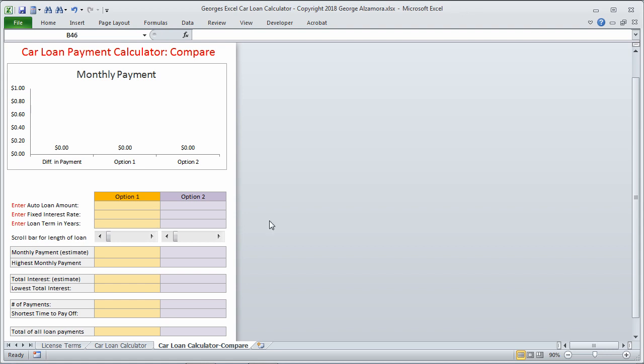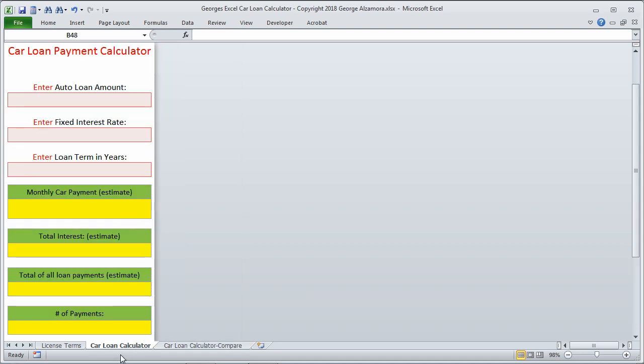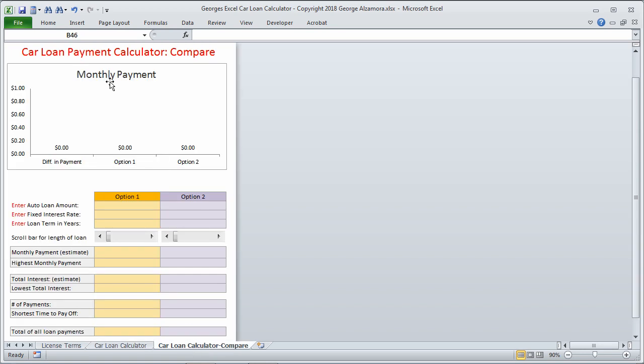So there are two main worksheets in the program. There's the car loan calculator, which allows you to just set up an example of a single loan. And then there's also the car loan payment calculator, where you can compare two different options side by side. So let's go ahead and look at that one first.